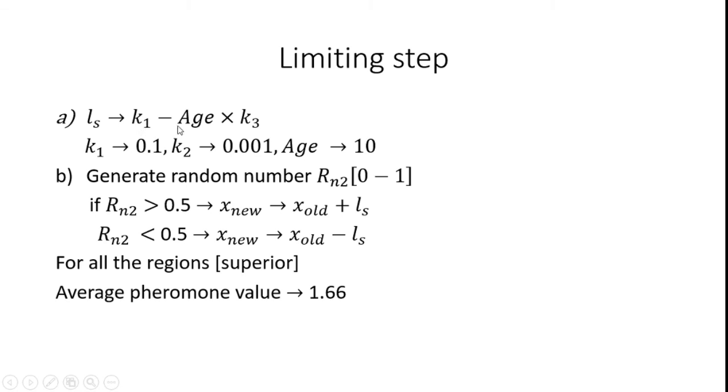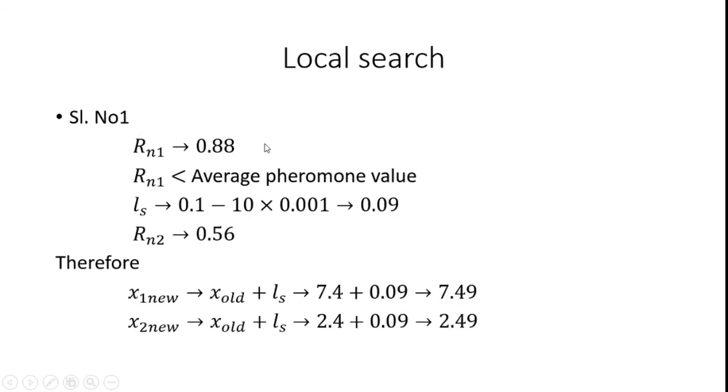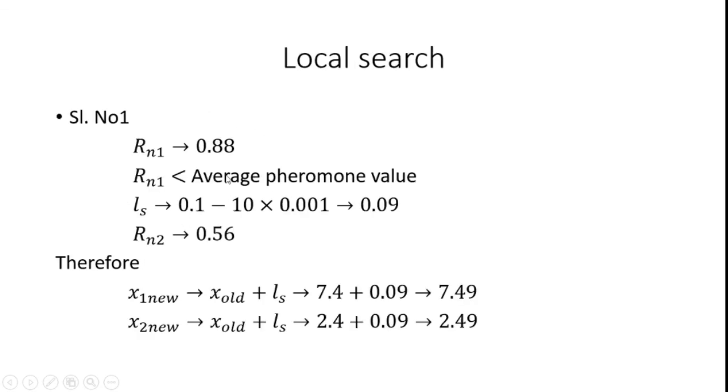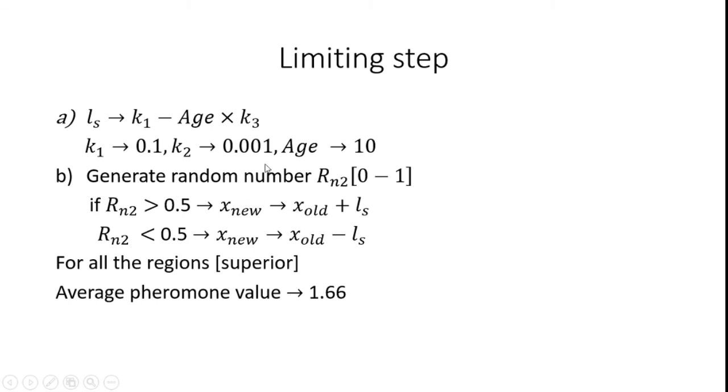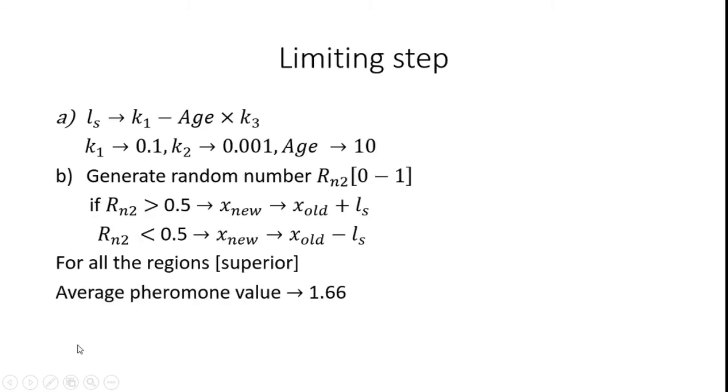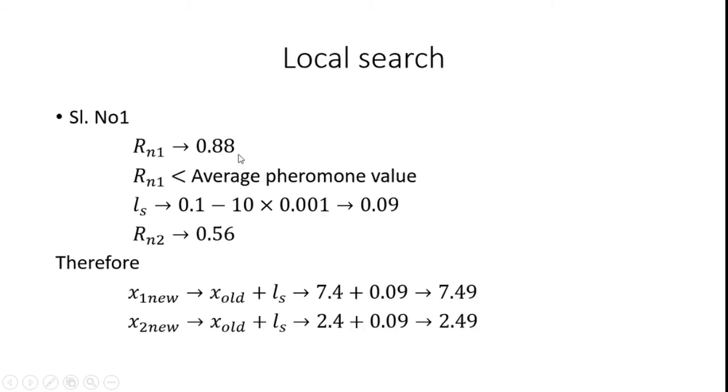LS is equal to K1 minus age into K3, and I substitute K1 according to the constant value 0.1. I substitute here minus 10. Here age is 10, according to our problem. Population size 10 into 0.001. The K2 value is available as 0.001. So I substitute the same thing into this equation, and I got the new LS as 0.09.